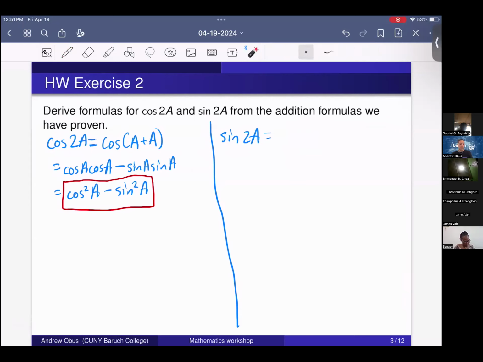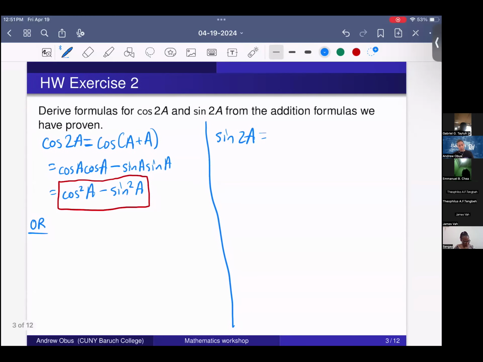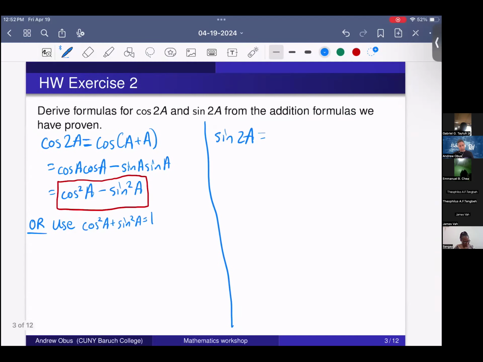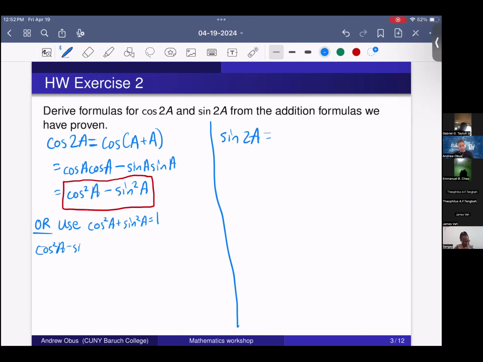But sometimes with cosine, you'll see this written in several other ways. So you can write it as cosine squared of a minus sine squared of a. Or what can you do instead? You can use the Pythagorean formula: cosine squared a plus sine squared a equals 1. Exactly. So using this formula, we can solve for cosine squared. So we could say we get cosine squared a minus sine squared a.